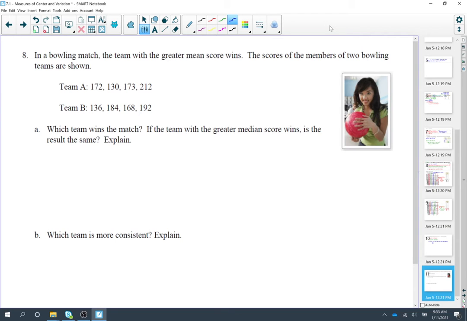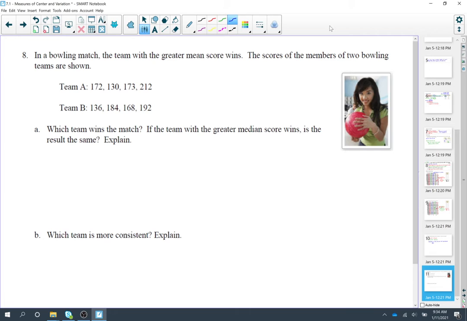Example 8. In a bowling match, the team with the greater mean score wins. The scores of the members of two bowling teams are shown. Team A, Team B. Part A. Which team wins the match? If the team with the greater median score wins, is the result the same?